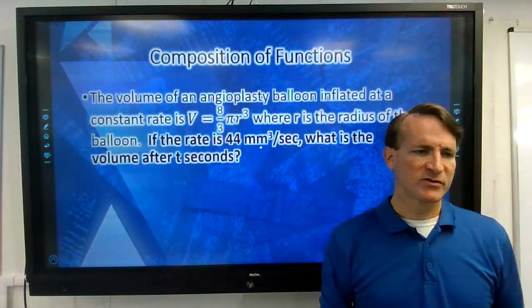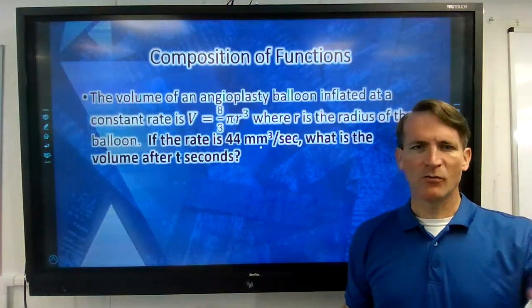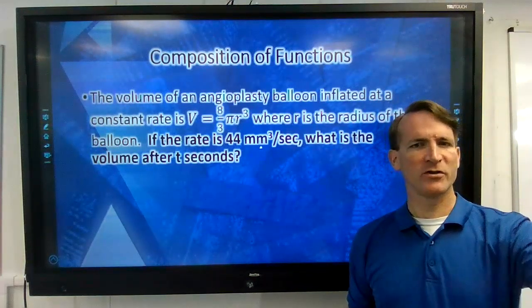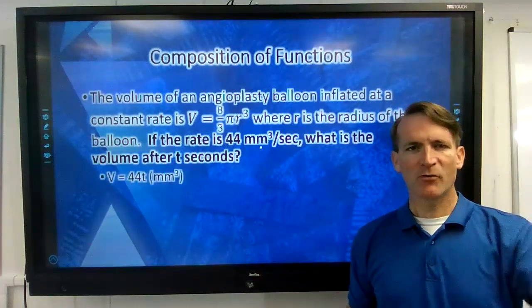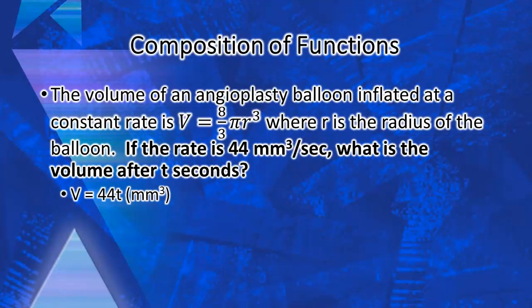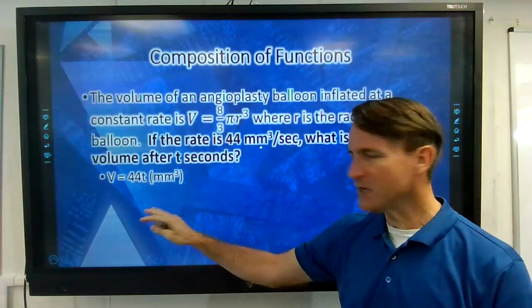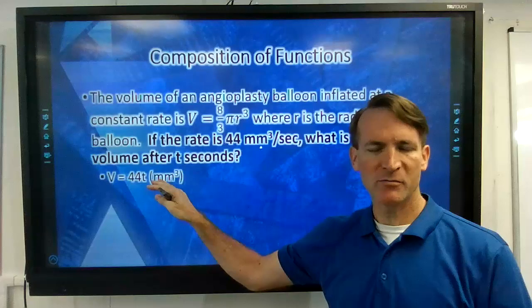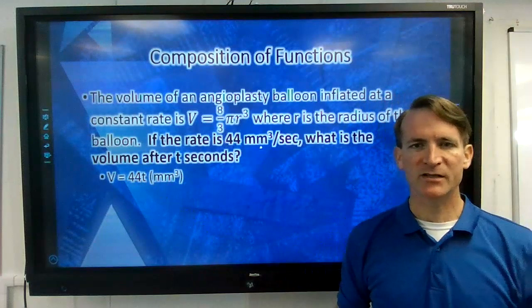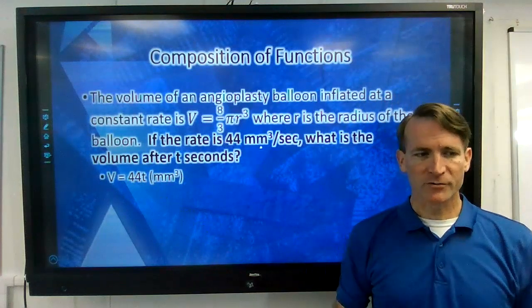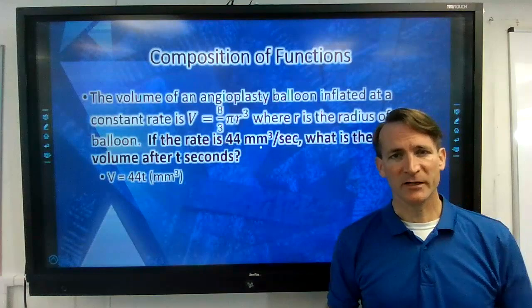So the first thing I'm going to start with is I need to know what my volume is. My volume is 44 cubic millimeters per second. That's the change in my volume. So if I write that down, V is equal to 44 cubic millimeters per second. And since I'm using t as the number of seconds, I could write that as my volume at any one particular moment in time is going to be 44 cubic millimeters times the number of seconds that I'm allowing that angioplasty balloon to enlarge. And so that would be my final answer.